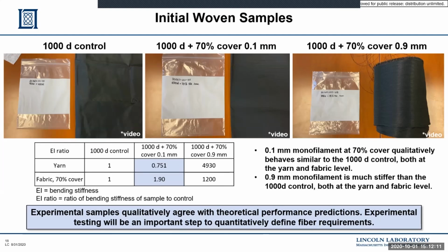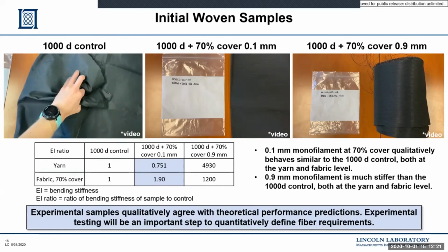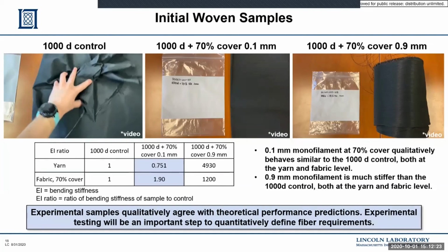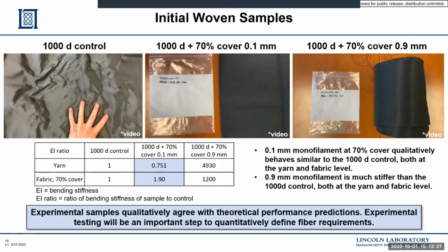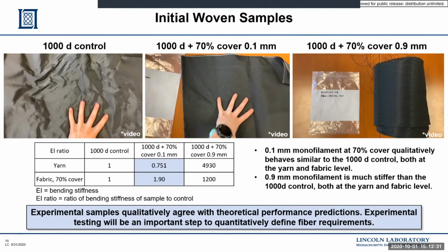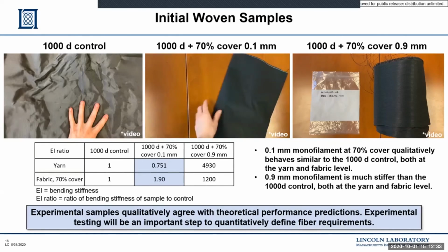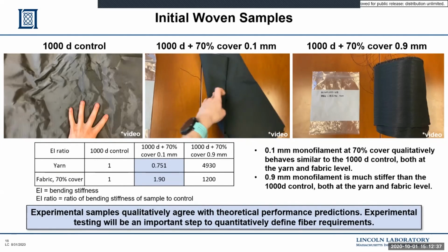The far left is the 1,000 denier control sample. So Chris, if you want to play the video. I hope this works. You can start to see the hand and how that fabric looks and feels as it's manipulated. In the center is the sample with 100 micron monofilament. As we play that video, we can see that qualitatively the manipulation and hand of that fabric appears to be similar to the control.